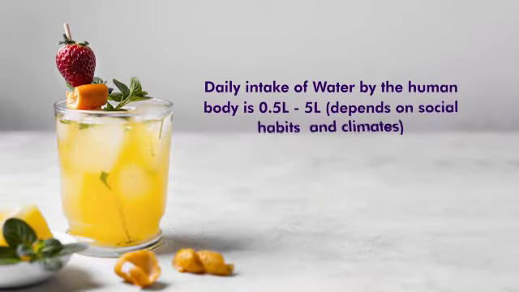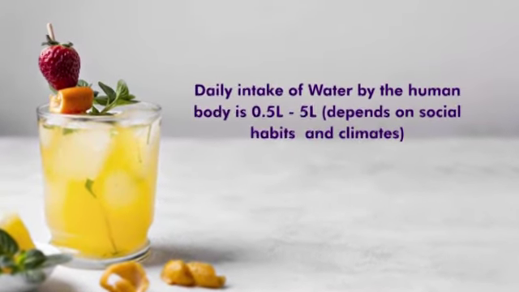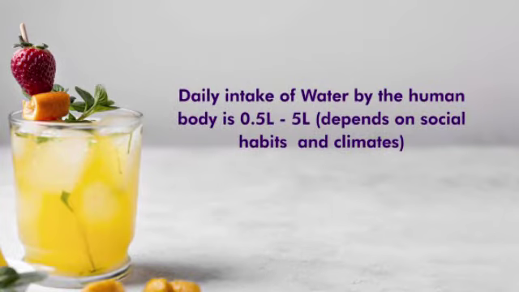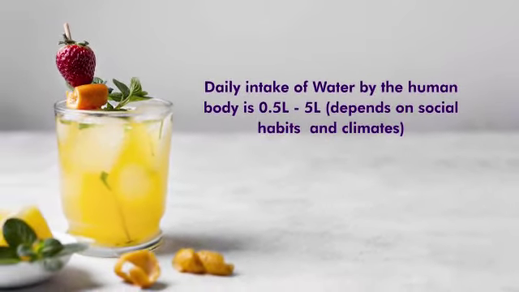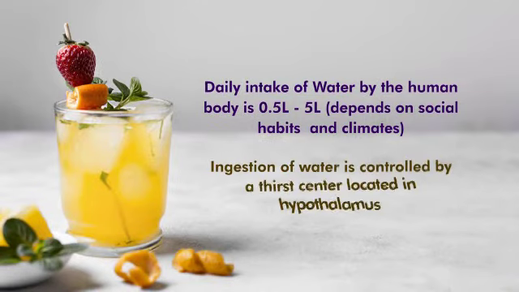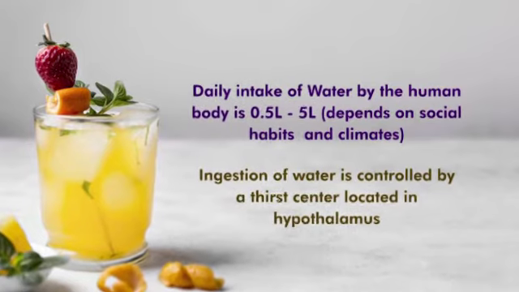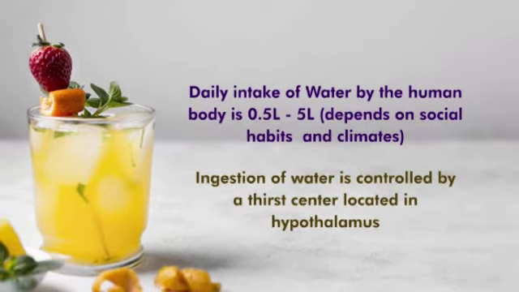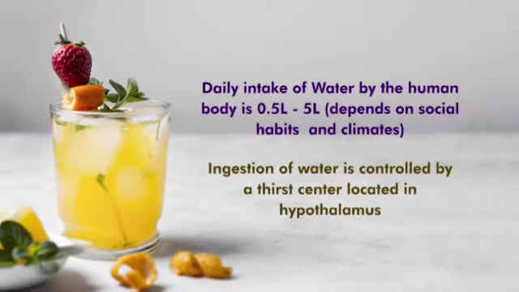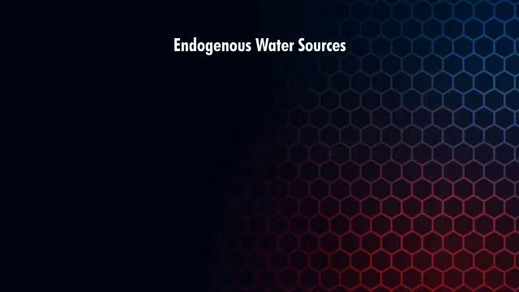Daily intake of water by the human body is 0.5 liter to 5 liters depending on the social habits and climate condition. Ingestion of water is controlled by a thirst center located in the hypothalamus, from where we get the message in mind that we need water now at that time.